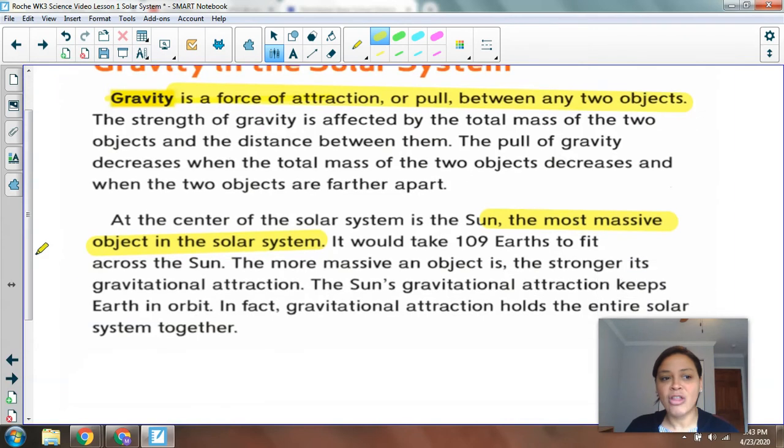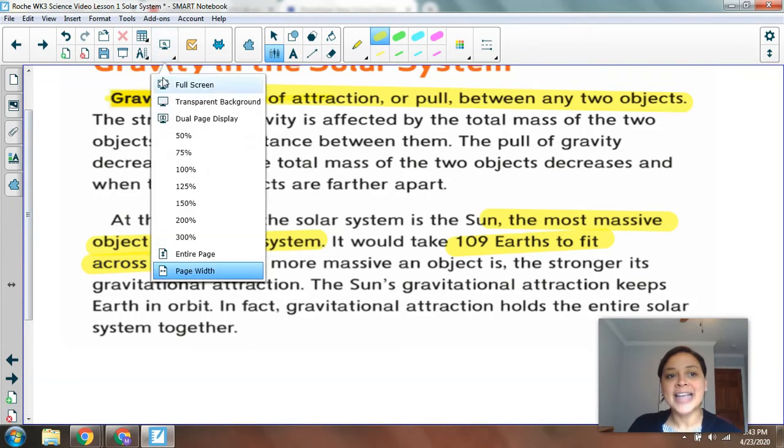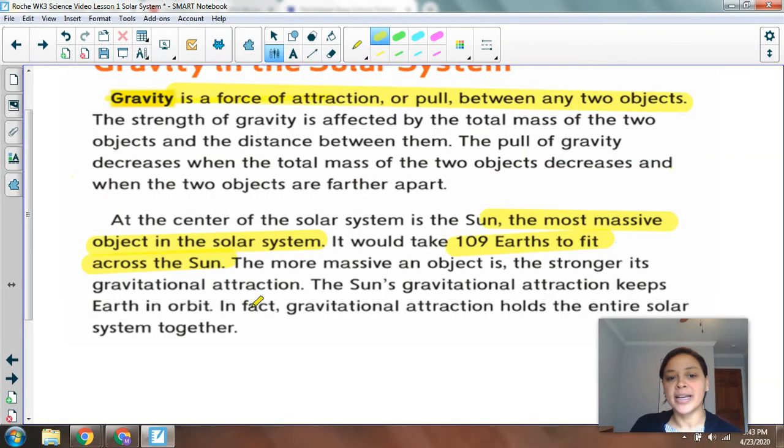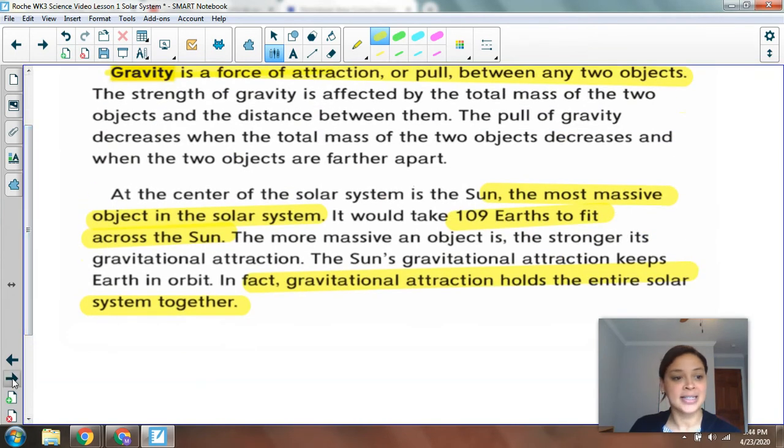And just about how large is it? How many Earths does it say in the text that you could fit across the sun? 109 Earths would fit across the sun. Very good. And so the more massive an object is, the stronger its gravitational attraction. And so this last sentence is also important. Gravitational attraction holds the entire solar system together. Okay, so that's a key idea we want to highlight.